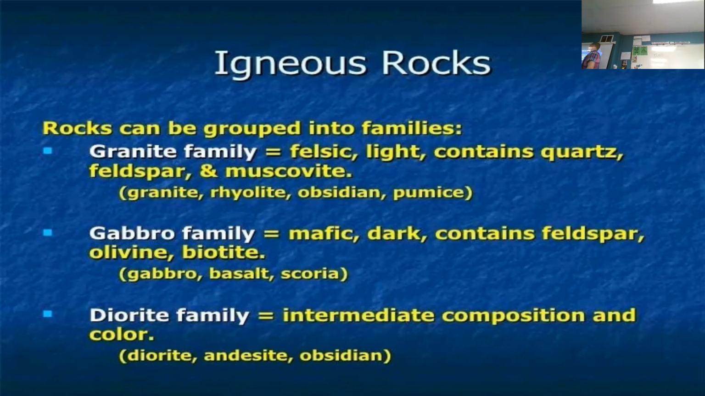You don't need to write down these examples down here at the bottom. Just write down the traits it has to be in the granite family. For the gabbro family, it has to be mafic. Mafic meaning it's going to be darker in color because it does not have a lot of silica in it. Dark, contains feldspar, olivine, and biotite. Do not need to write down the part in the parentheses.